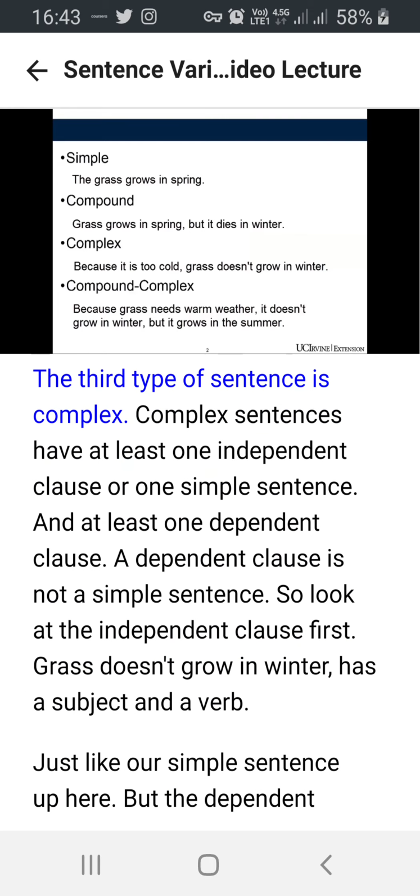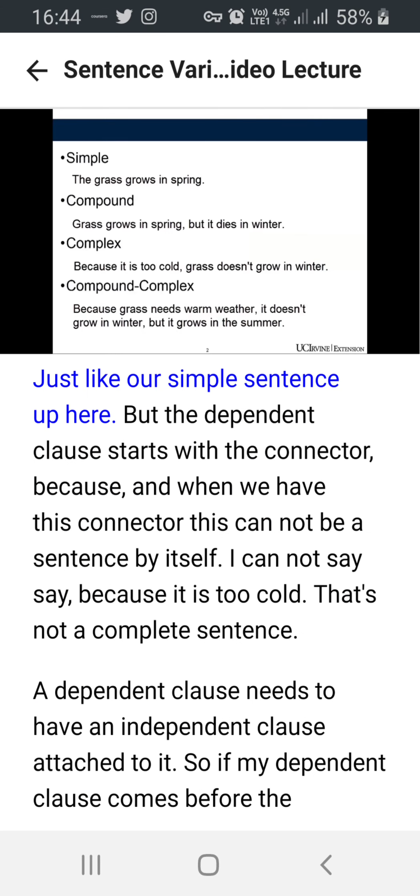The third type of sentence is complex. Complex sentences have at least one independent clause or one simple sentence and at least one dependent clause. A dependent clause is not a simple sentence. So look at the independent clause first. Grass doesn't grow in winter has a subject and a verb, just like our simple sentence up here.